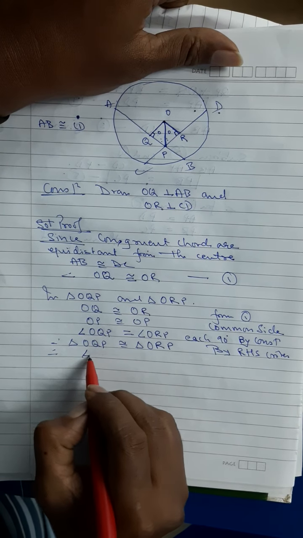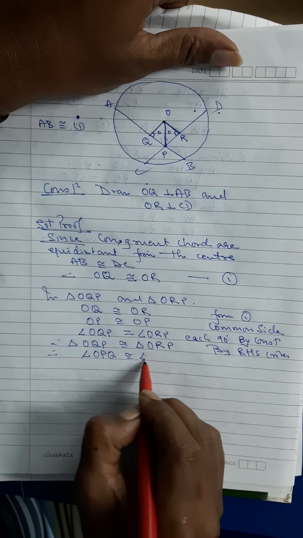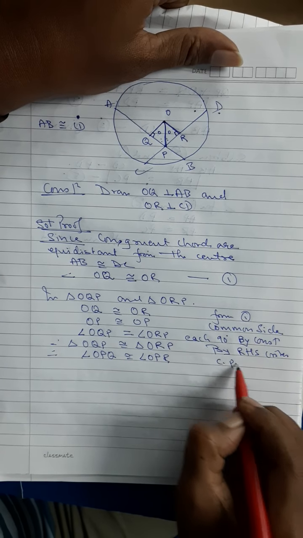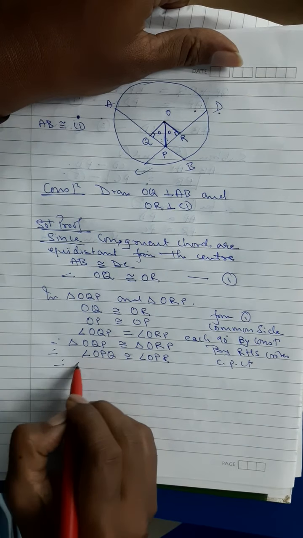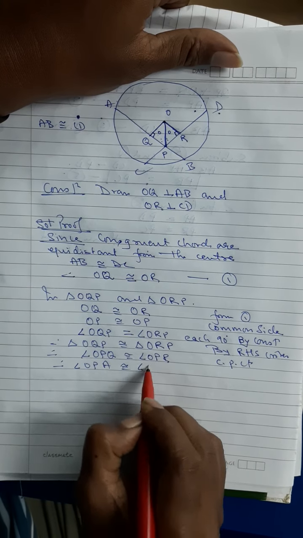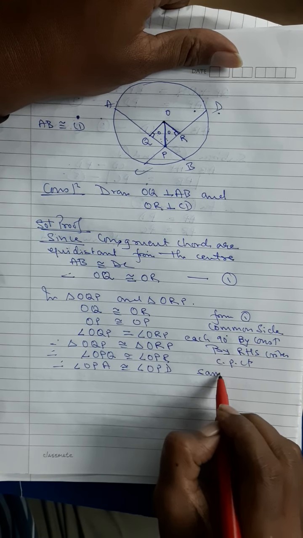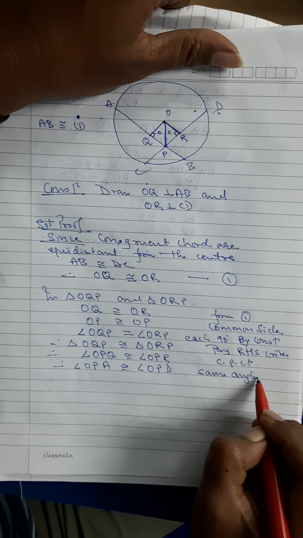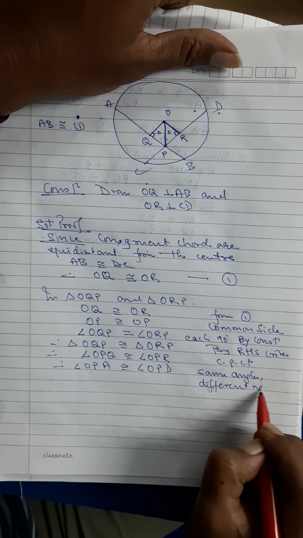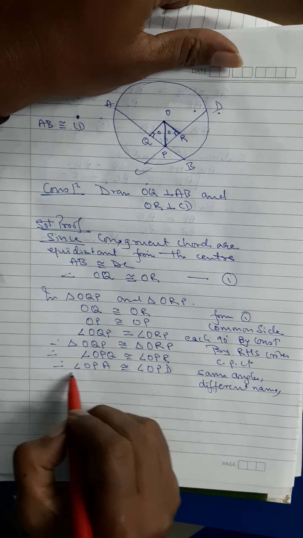Therefore, angle OPQ is congruent to angle OPR by CPCT. Therefore, angle OPA is congruent to angle OPD because they are the same angles with different names. Okay, this is done.